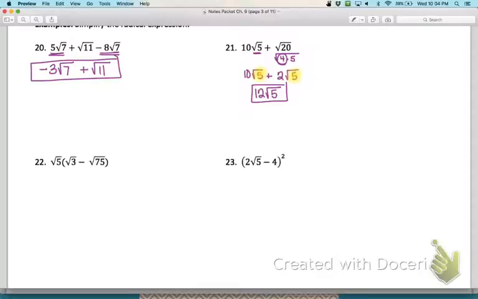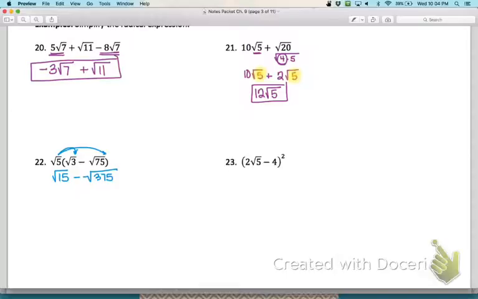So, we get the square root of 5 times the square root of 3, which is the square root of 15. And then the square root of 5 times the square root of 75 is going to be minus the square root of, let's see, 150, 225, 200, 275? No, 375. That sounds right. 375. Okay. So, they don't match.